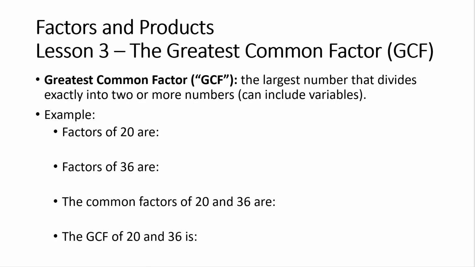This is Unit 4, Lesson 3, the greatest common factor. The greatest common factor, or GCF, is just the largest number that divides exactly into two or more numbers, and that can include variables. For this lesson, we're just going to look at numbers. Now let's take, for example, the greatest common factor of 20 and 36.